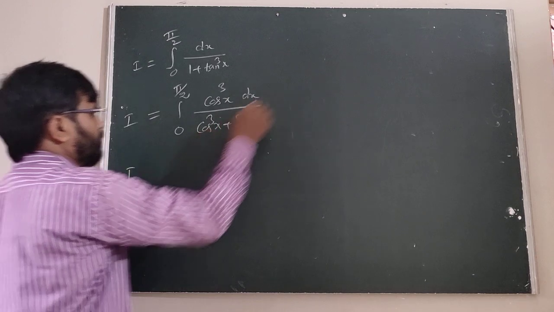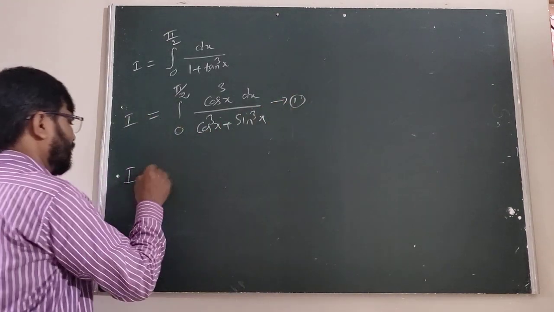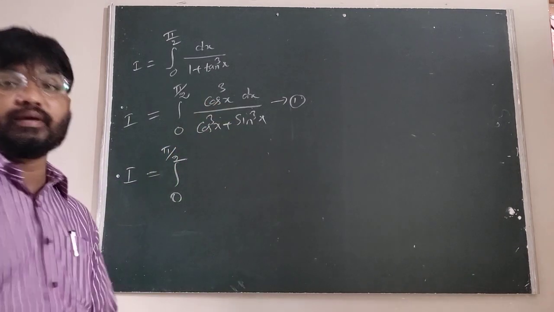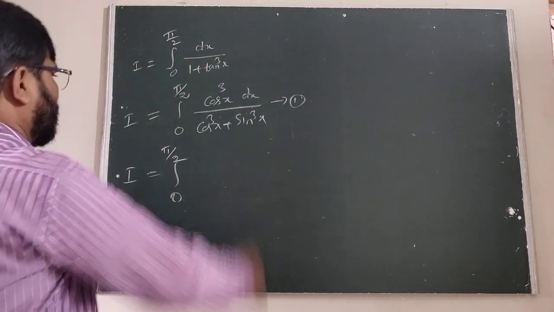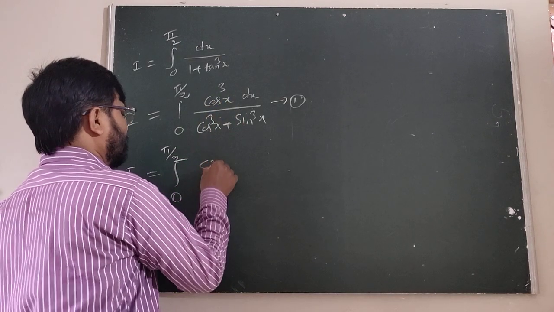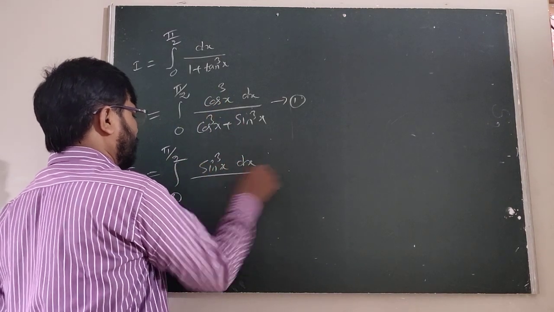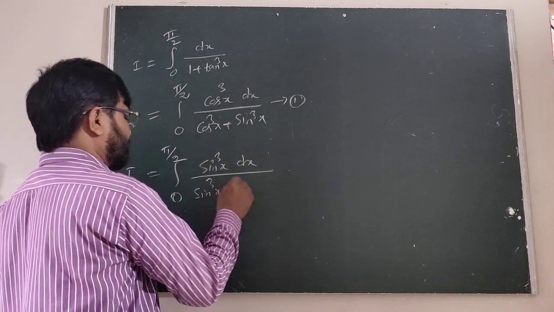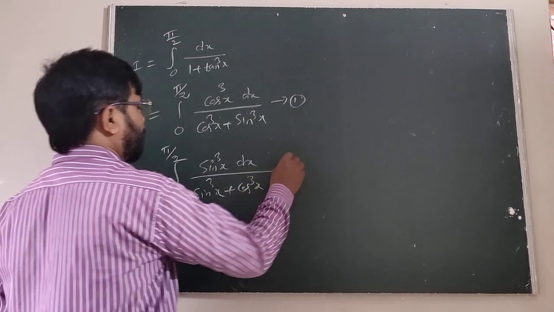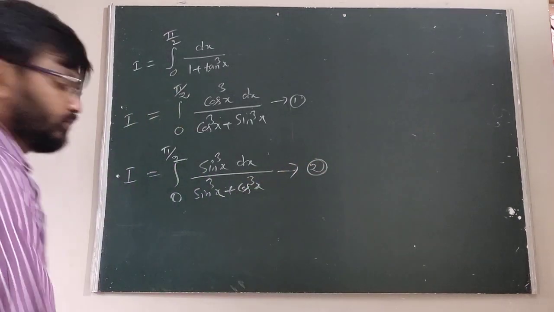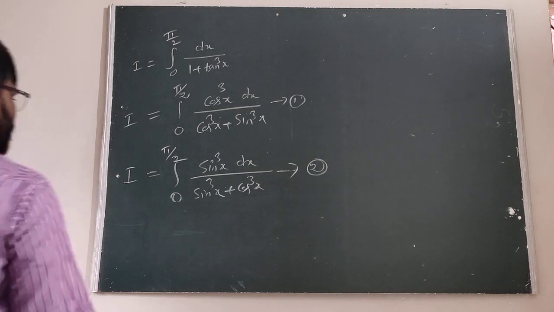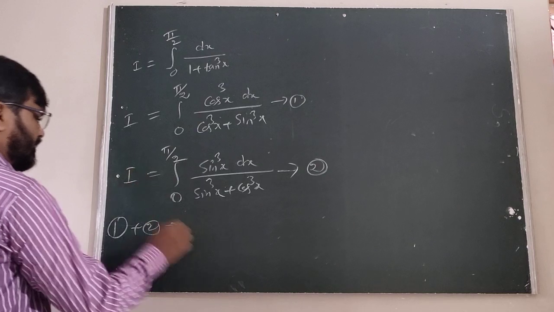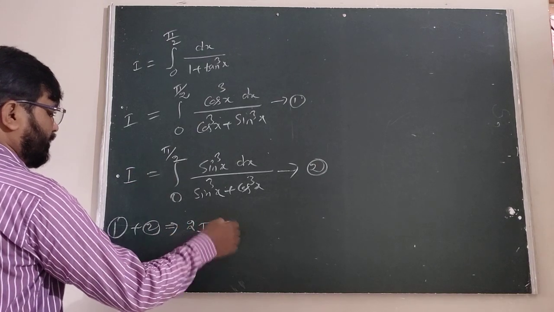Take this as equation 1. I equals the integral from 0 to pi by 2, where cos of 90 minus x is sin x, then sin cube x dx upon, this is also sin cube x plus cos cube x, since sin of 90 minus x is cos of x. Now this will be taken as equation 2. Now adding 1 plus 2, we can write I plus I is 2I.